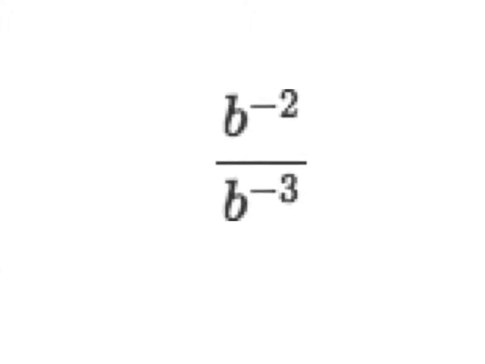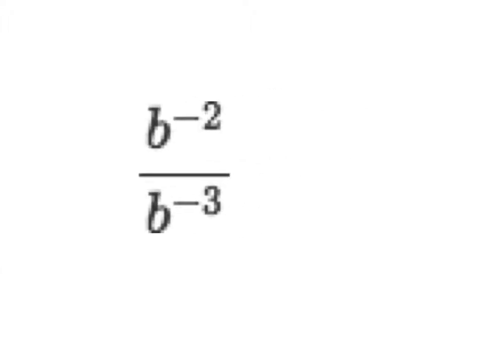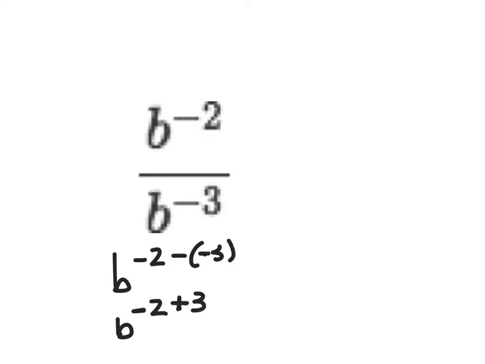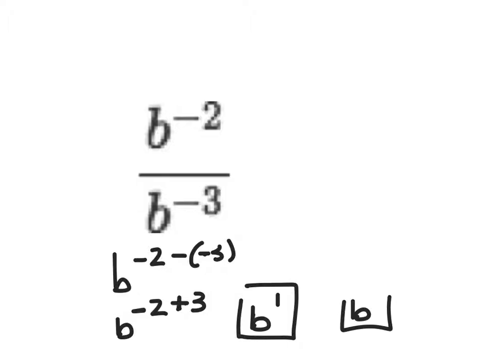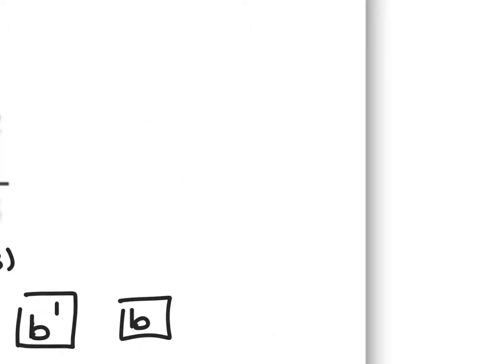The next thing I'm going to do is this one. I'm just going to subtract these. So I've got b to the negative 2 minus negative 3. Be careful with your signs here. So this is really going to become b to the negative 2 plus 3 power, which is just going to give me b to the first power. Negative 2 plus 3 is b to the first, so my answer is just going to be b. And that's it.